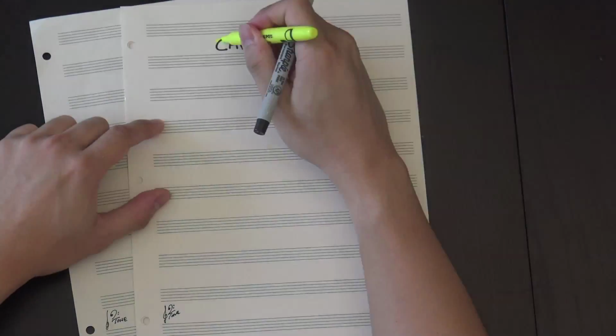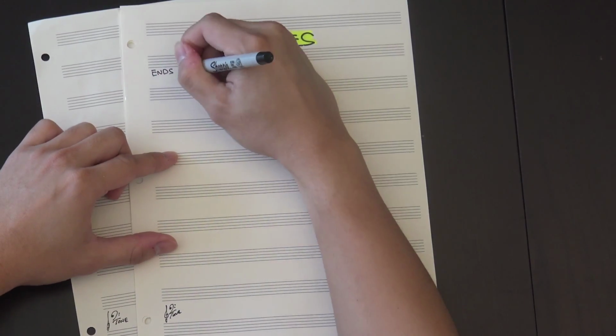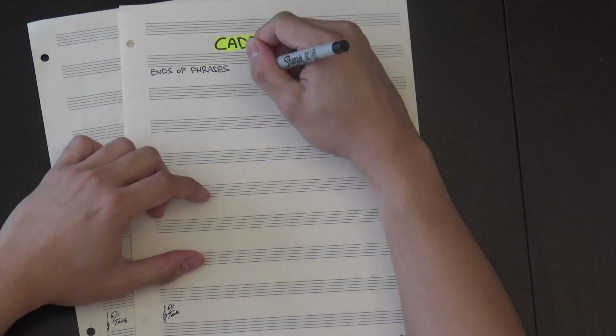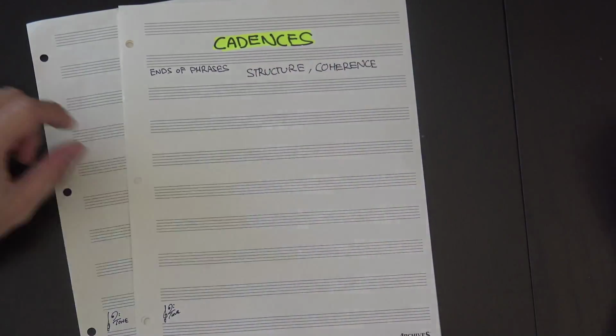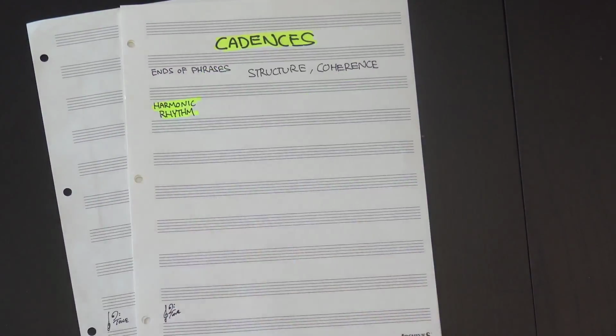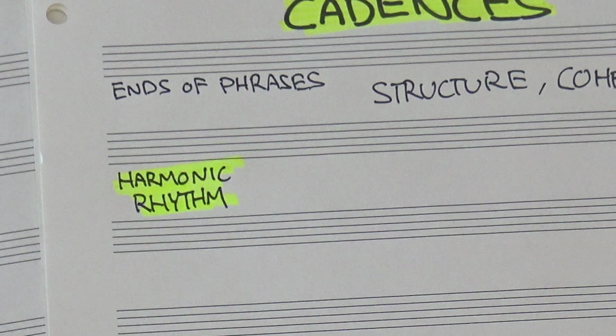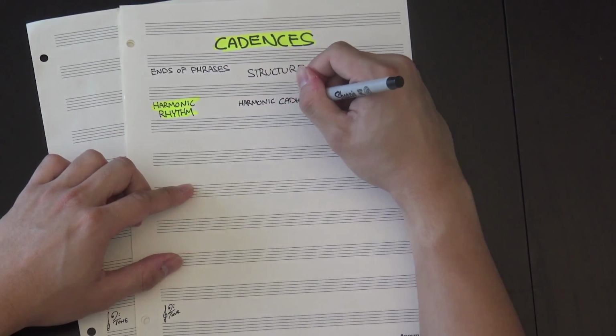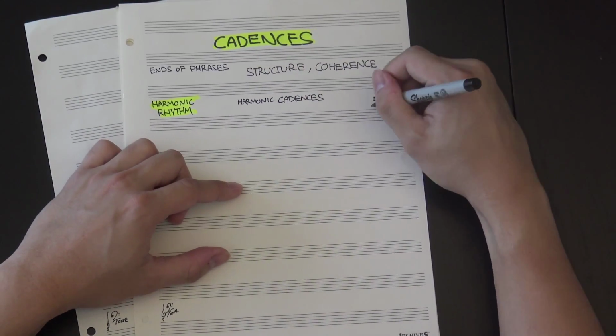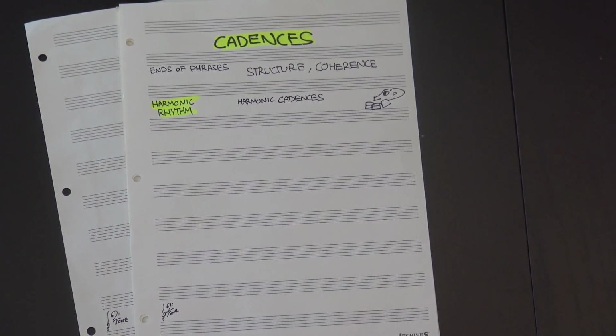Today we're going to talk about cadences. Cadences are the ends of phrases, and using them properly helps provide a sense of structure and coherence to your music. Cadences are deeply related to harmonic rhythm, so if you haven't seen that video, you may want to watch it first to catch up. I'll wait. Today, we're mostly going to be covering harmonic cadences, but these also often have rhythmic elements.